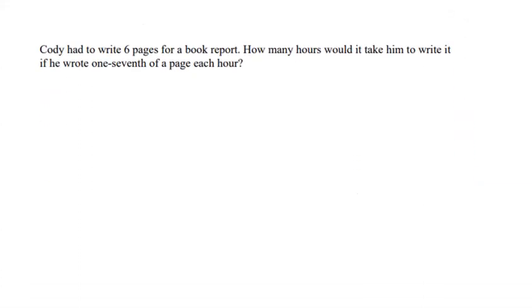The first question: Cody had to write 6 pages for a book report. Immediately I take my highlighter or I underline 6 pages, because usually, not always, but usually, when they give you a bit of data like that, it is something to note for later. So we're just going to flag it there if it's important for later. How many hours would it take him to write it if he wrote 1/7 of a page each hour?